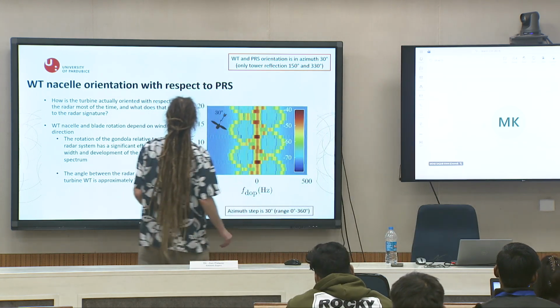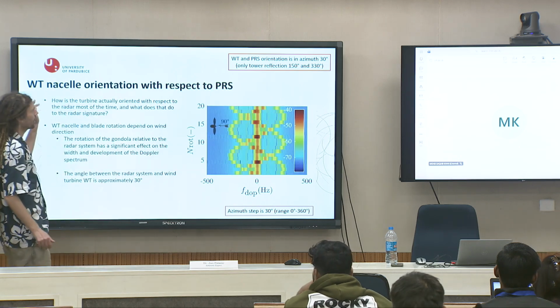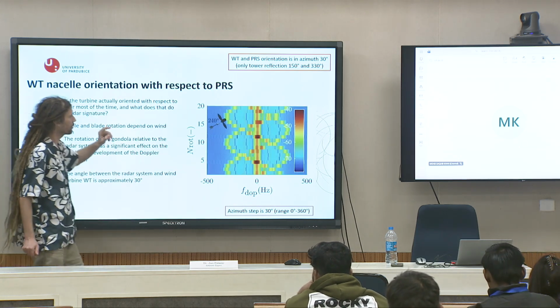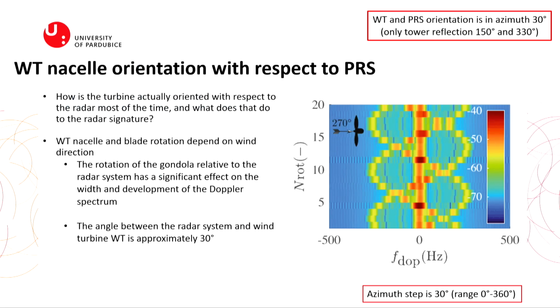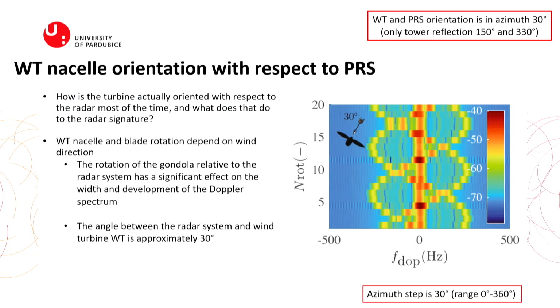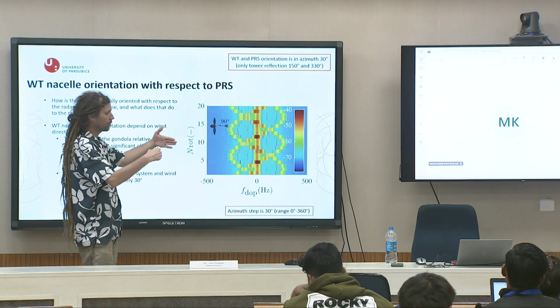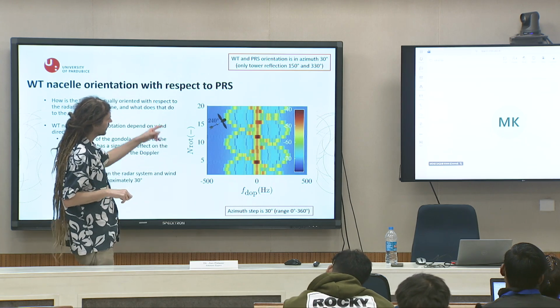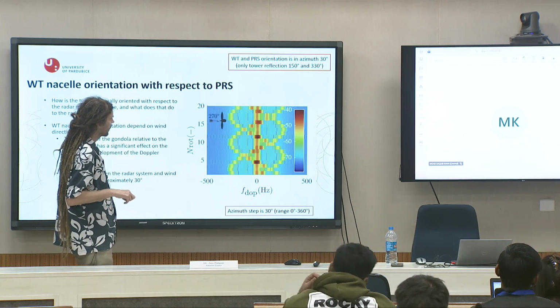You can see that this is analysis of wind turbine nacelle orientation with respect to radar. So it means how the blades are rotated with respect to my radar. So you can see that there is high variability.